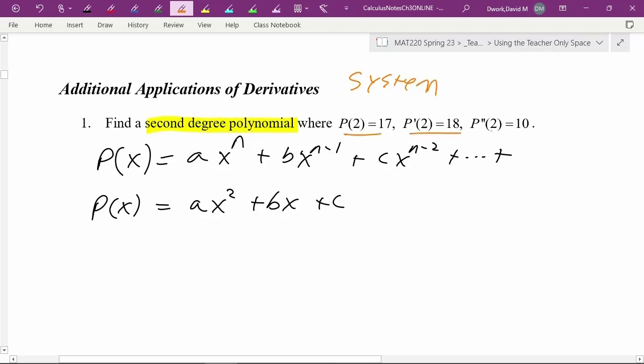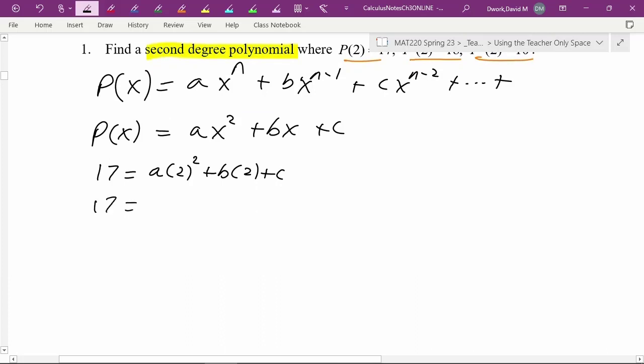So notice, pretty easy to catch on this problem. Sometimes I have to do a little bit more careful reading to find the third piece of information. But what are they telling us? P of 2 is equal to 17. So I know for my original function, if I sub in 2, it should be equal to 17. Okay, cool. So let's just do a little bit of simplification to make this look a little better. And we'd say that's about as good as we can do, right? That's not going to get much cleaner than that. I have nothing else to solve for at this point in time.